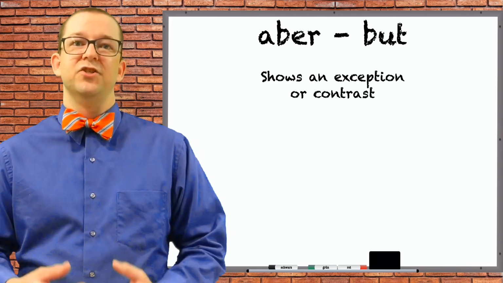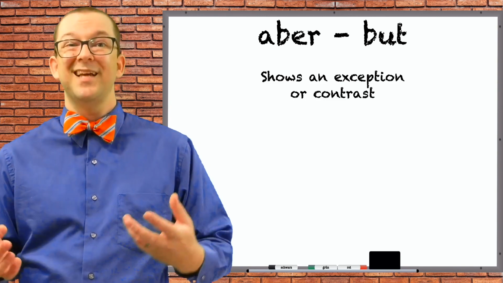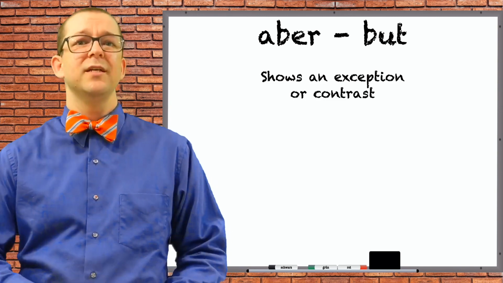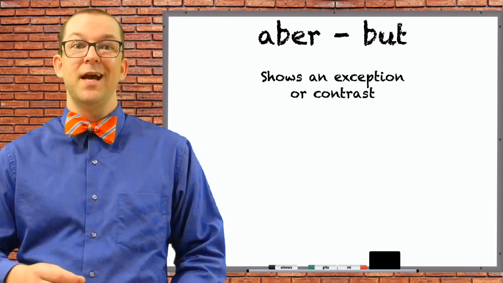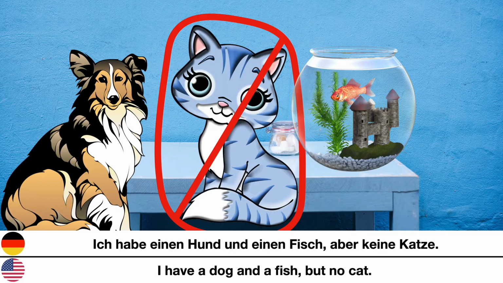All of the rest of the conjunctions for today mean but. They each have their own subtle differences and specific uses. The first one is by far the most commonly used and the most versatile of them all. This word is aber. Ich habe einen Hund und einen Fisch, aber keine Katze. I have a dog and a fish, but no cat.